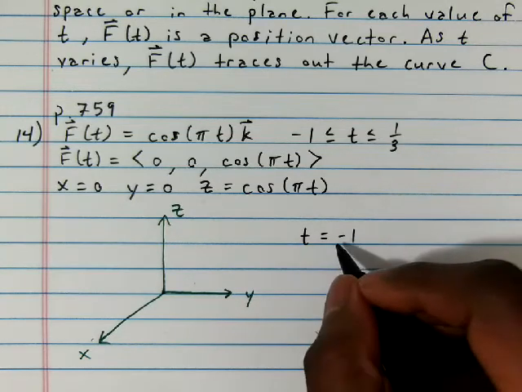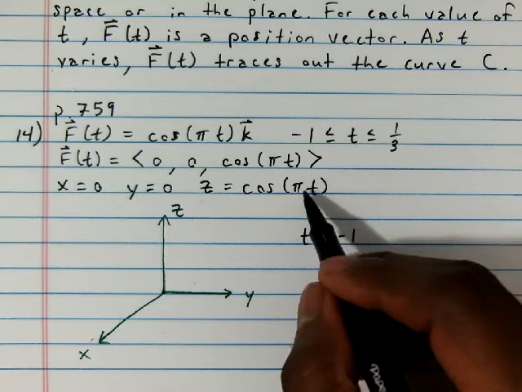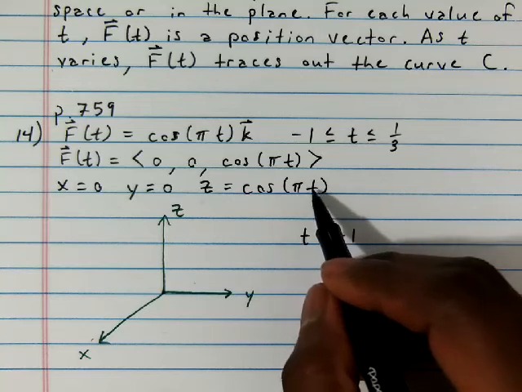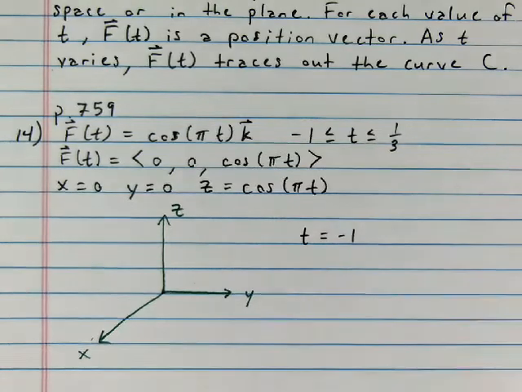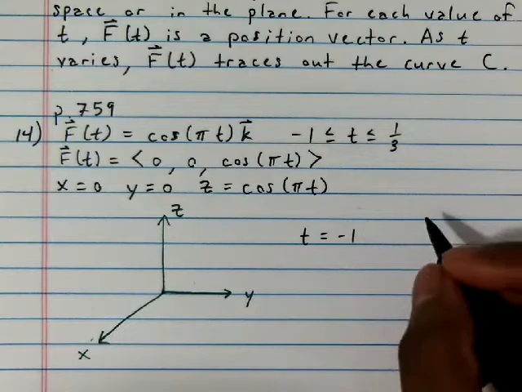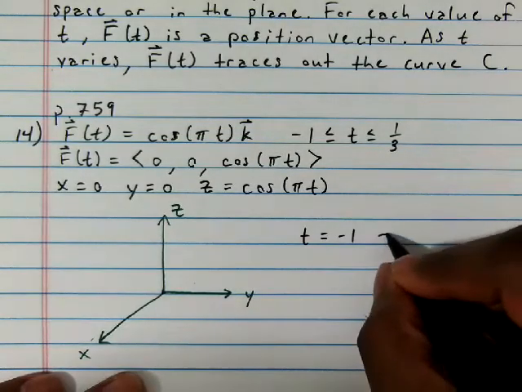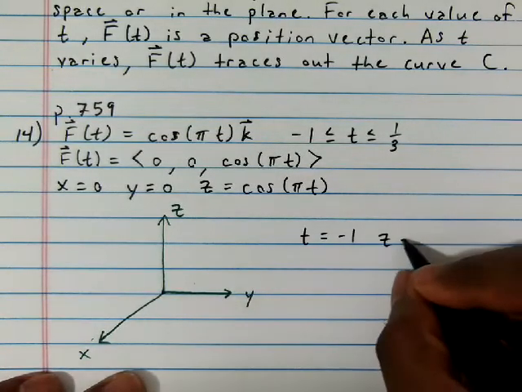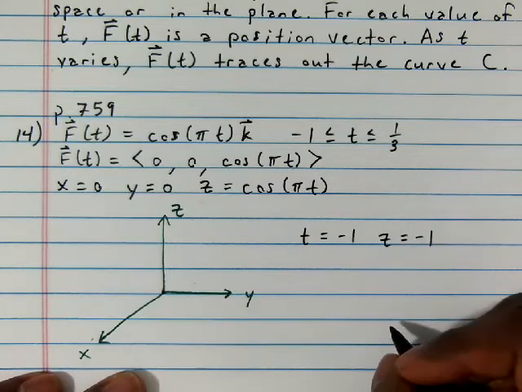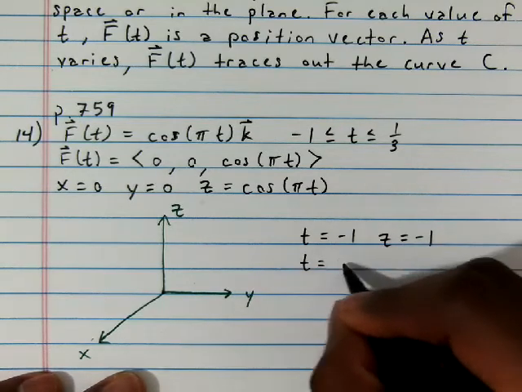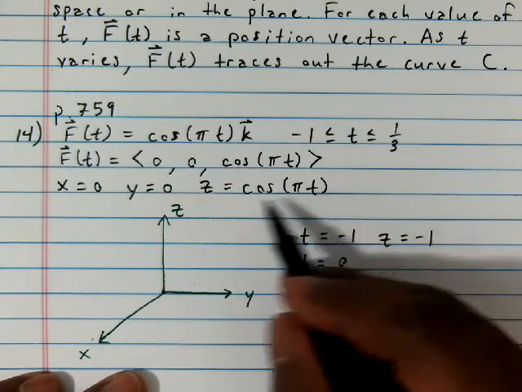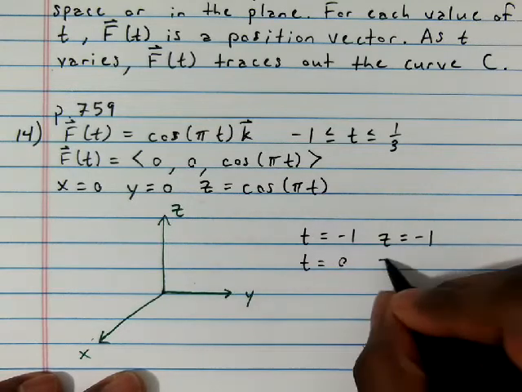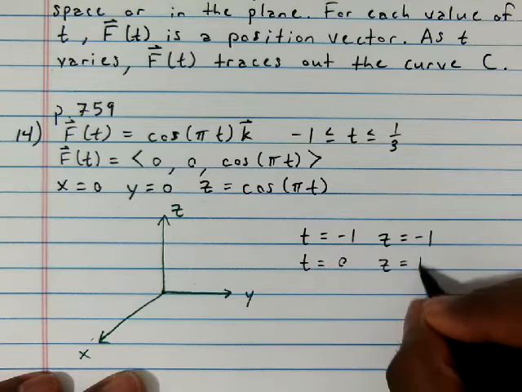So at t equals -1, when we put in t equals -1 here, we get cosine of -5, which is the same as cosine of pi. That's going to give us z equals -1. I was making sure I copied the problem down correctly. So now at t equals 0, we put that in, we get z equals cosine of 0. So that tells us z is going to be equal to 1.